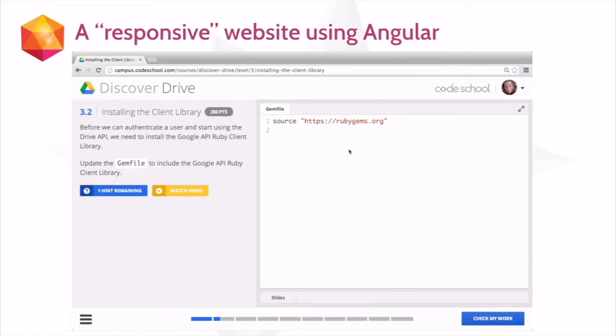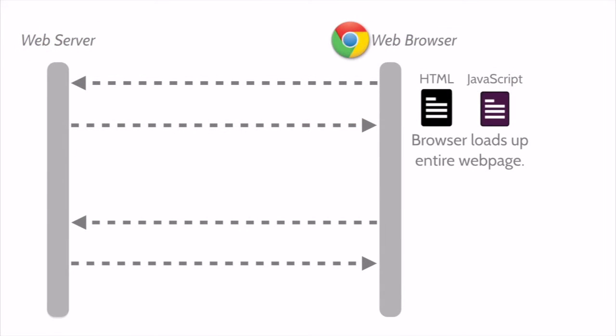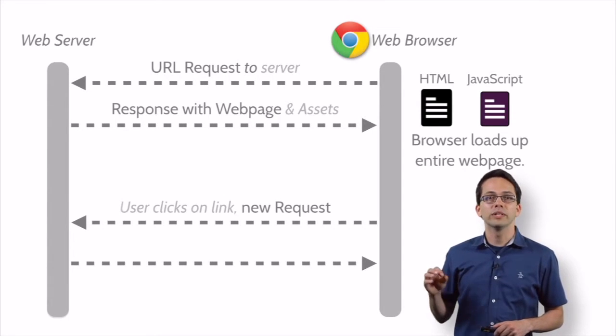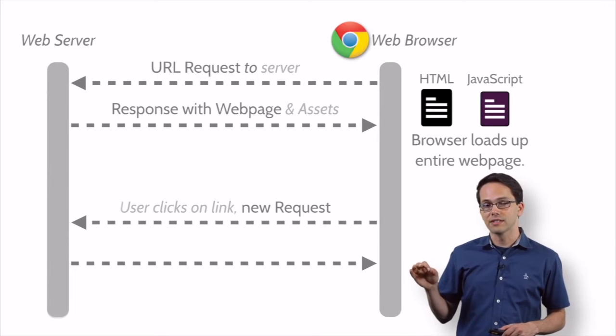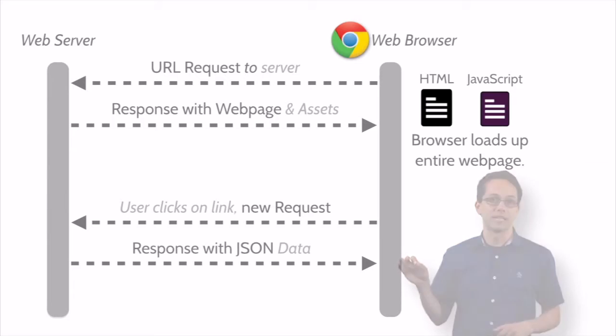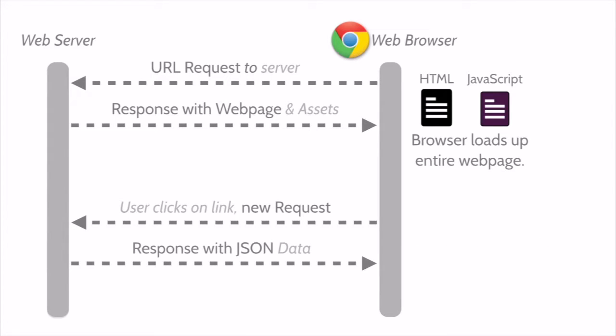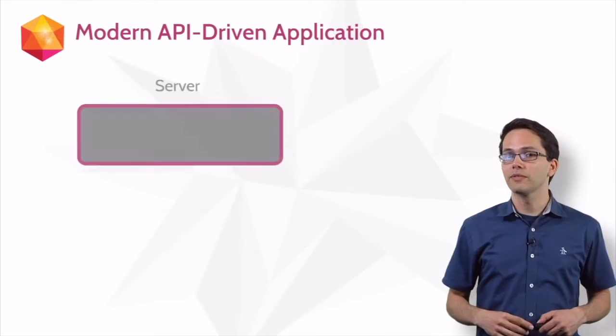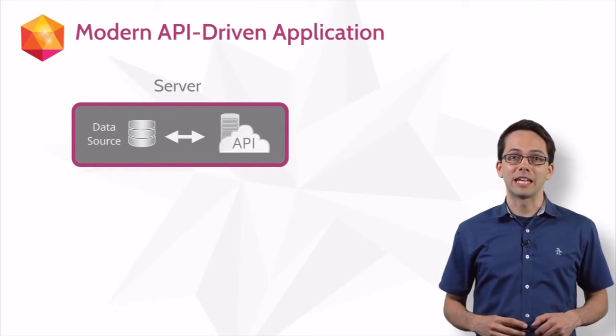Well, behind the curtains, when a request is first fired off, the server responds back with all the web page and assets, as you might expect, and the browser loads up the entire web page. This time when a user clicks a link, something different is going to happen. It's only going to request the information it needs to update the page. In this case, just some JSON data. Once our browser has this data, it's going to load it into the existing page and update what we see on our browser.